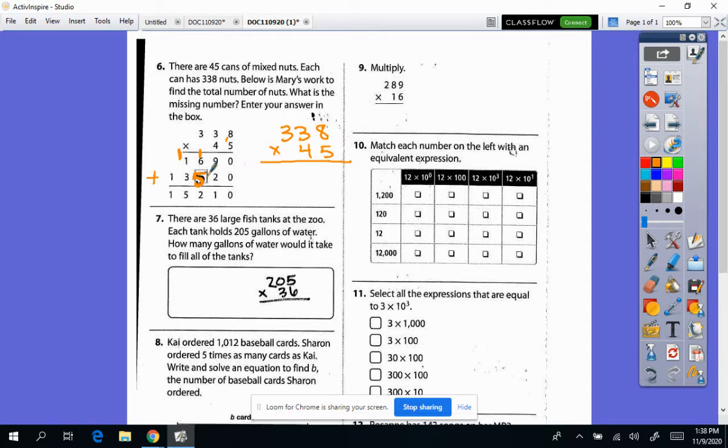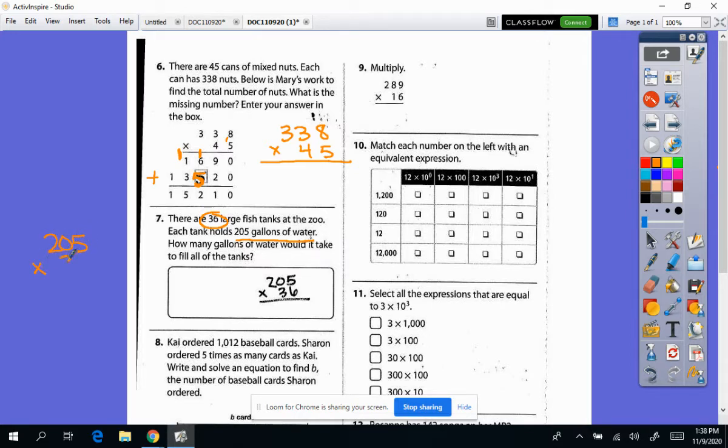All right, number 7. There are 36 large fish tanks at the zoo. Each tank holds 205 gallons of water. How many gallons of water would it take to fill all of the tanks? So I actually already have the problem set up on this one as well. If you have 205 gallons in one tank and you want to know how much it takes to fill up 36 large tanks, then that is what we're going to do here.